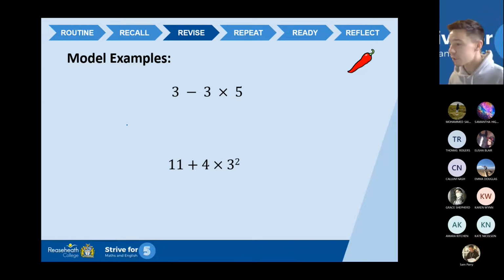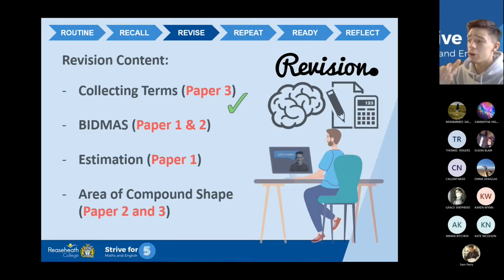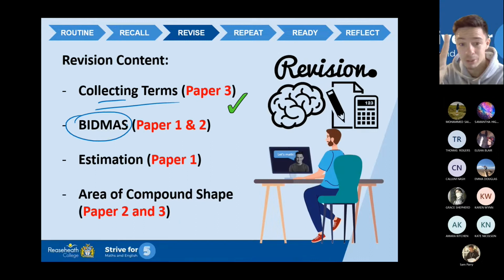Now, I've got some examples here we're going to work through. And I don't know if I mentioned this actually. This is going to come up on paper 1 and 2. So it's definitely a topic we need to put time and attention to because it's going to come up twice.